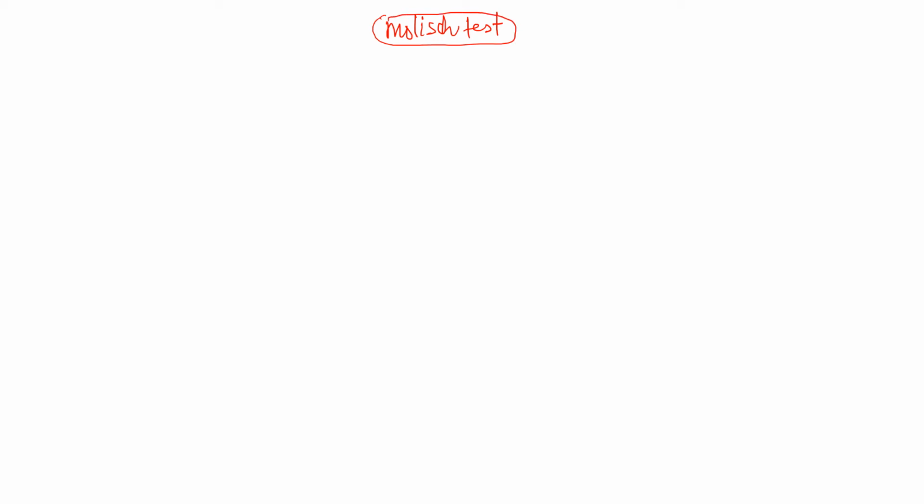If Molisch's test is positive, it means carbohydrate is present. I'll write it like this: carbohydrate is present. And if it is negative, that means carbohydrate is not present. So if it is positive, carbohydrate is present.